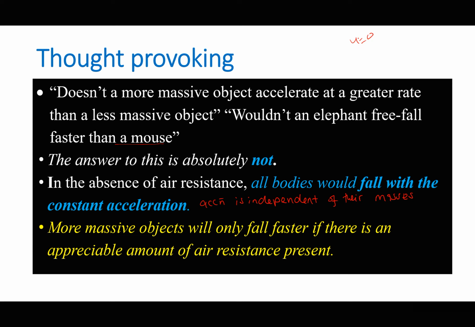If all bodies start at rest, it means the initial velocity for all bodies is 0 in the absence of air resistance. And the distance is proportional to the time squared. So if we use s = ut + (1/2)at², if all bodies start from rest, initial velocity is 0. It means this part will be 0 and s will be equal to (1/2)at². If all bodies start from rest, the distance s is directly proportional to t squared.